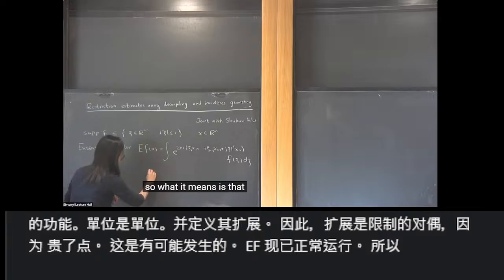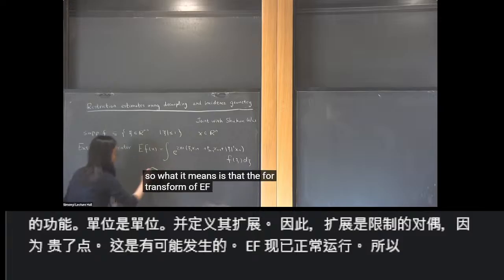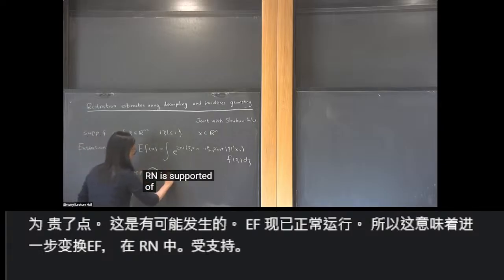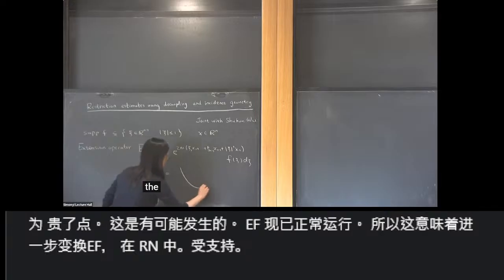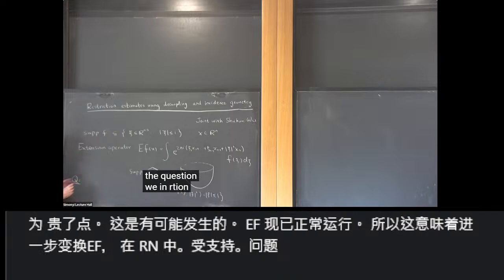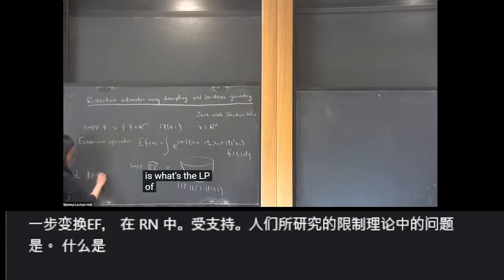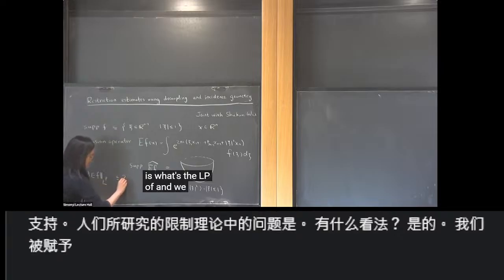So what it means is that the Fourier transform of Ef in R^n is supported on the truncated paraboloid. And the question in restriction theory that people study is, what's the L^p norm of Ef when we are given an equivalent.